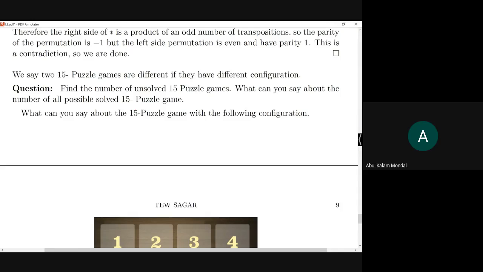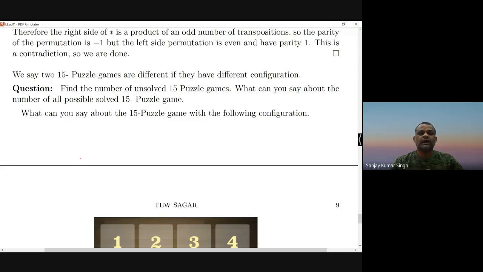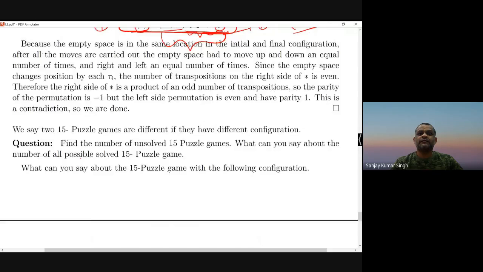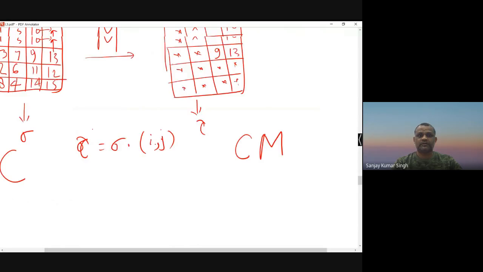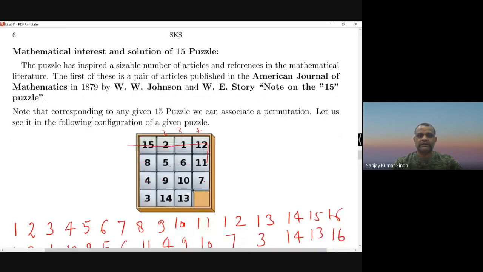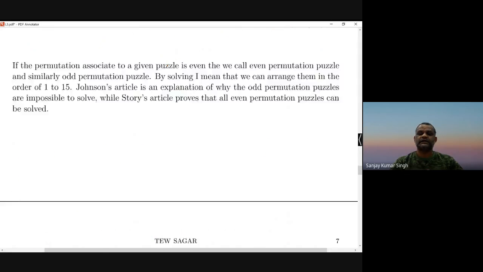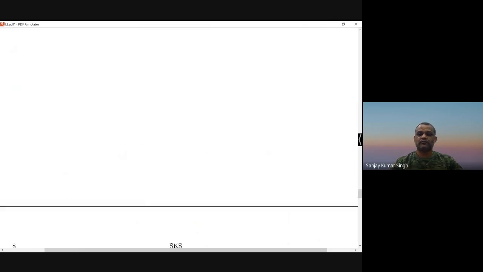Okay. So now in this puzzle I have made this empty space at the last position. Now you can ask the same about a puzzle made by putting the empty place here, and you can ask whether it can be solved or not. But yes, there is no difference.